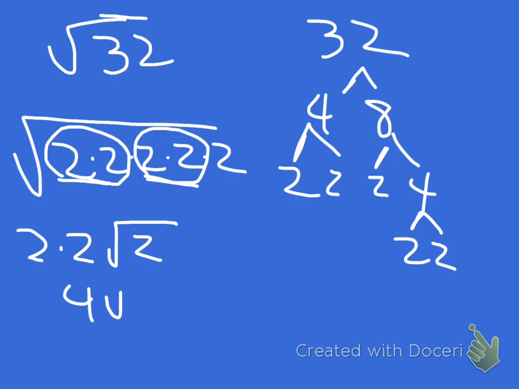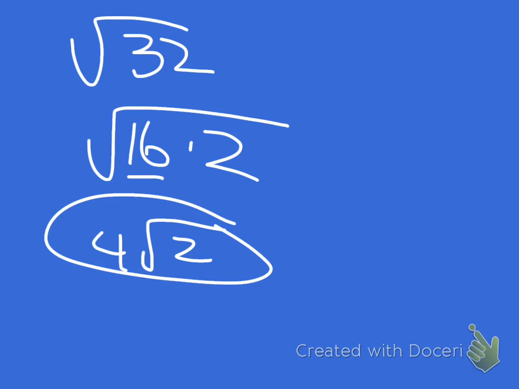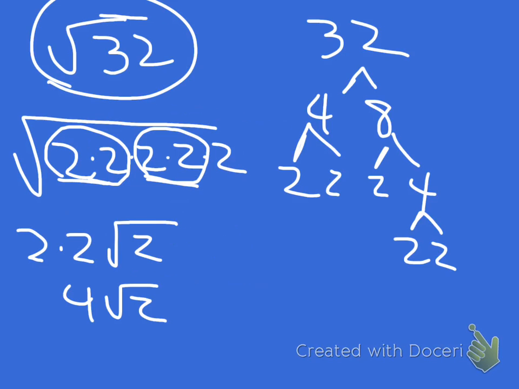Now, if you were to do this one the other way, this is 16 times 2, and 16 is a perfect square with a root of 4. This way is a lot faster, but if you can't think of the 16, you don't even know where to start. So with the factor tree you can start without it. Okay, all right, we're done. That was fast.